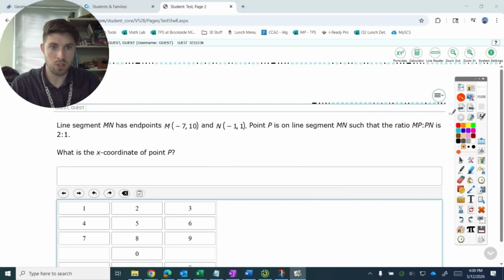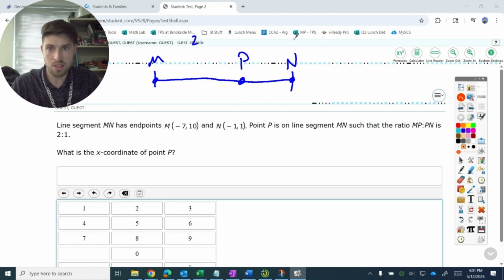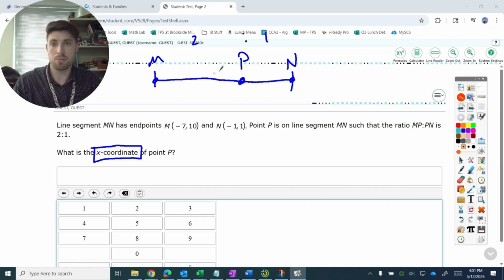For question number 2, okay, we've got line segment MN, and it has endpoints M and N, right? And they'll give us the full coordinates for this. And so what I want to find is the point P somewhere in the middle of MN that's going to split this in a ratio so that MP to PN is 2 to 1. So we're splitting this in a ratio of 2 to 1. And specifically, this question's only asking for the X coordinate. You could repeat the procedure I'm going to show you with the Y coordinate. It would work as well.